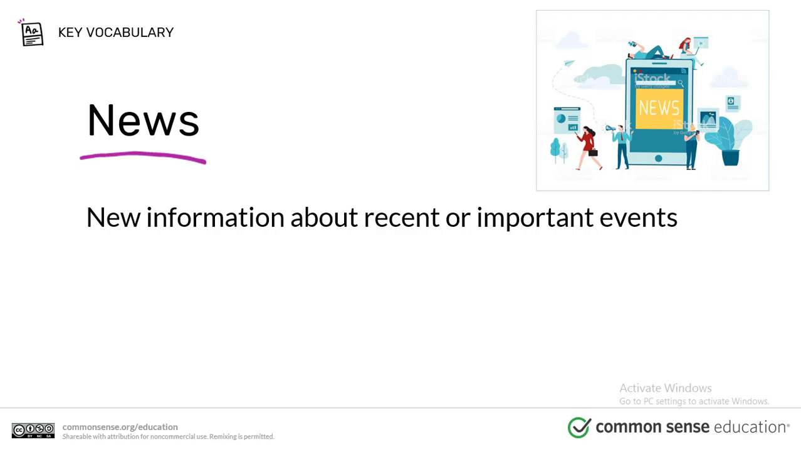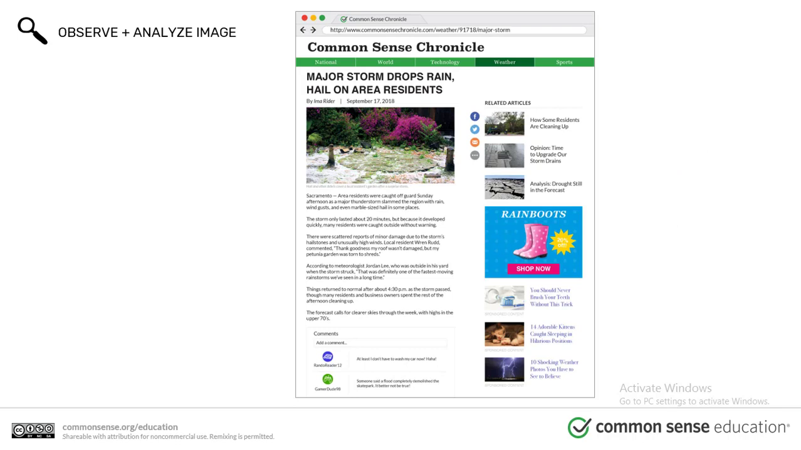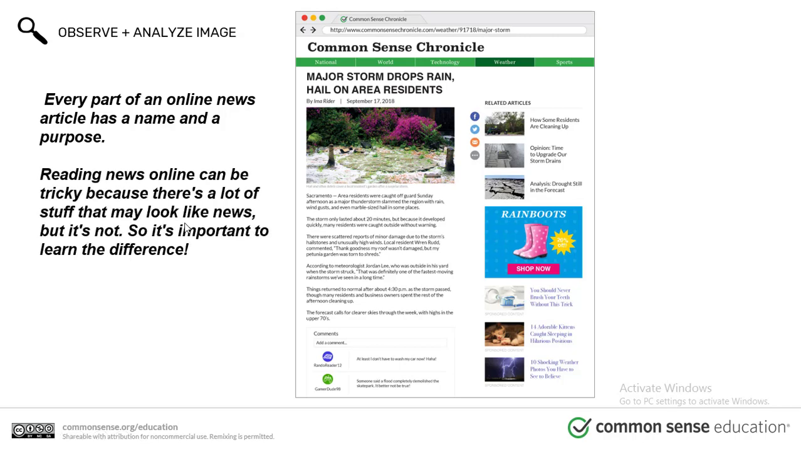Okay, here's a sample of an article, or news, online. They are talking about a major storm dropping rain on area residents. If you look here, there are many parts in this sample, right? We're going to learn these main parts. Every part of an online news article has a name and a purpose. Reading news online can be tricky because there's a lot of stuff that may look like news but is not, so it is important to learn the difference.